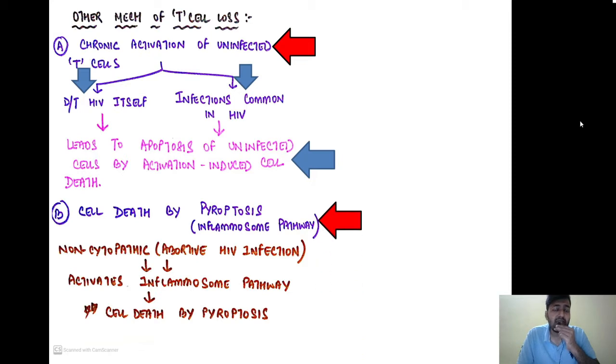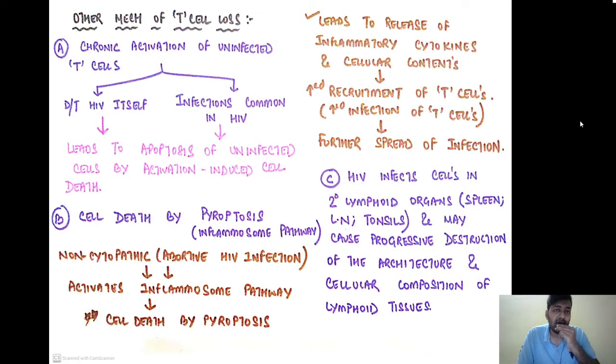Now the second thing is cell death by pyroptosis, which is the inflammasome pathway. This particular pathway is not the cytopathic effect of HIV, it is the non-cytopathic effect. The non-cytopathic, or abortive, HIV infection activates the inflammasome pathway and that leads to cell death by pyroptosis. This cell death also leads to the release of inflammatory cytokines and cellular contents, leading to an increased recruitment of T cells, that is an increased infection of the T cells, which is followed by further spread of infection.